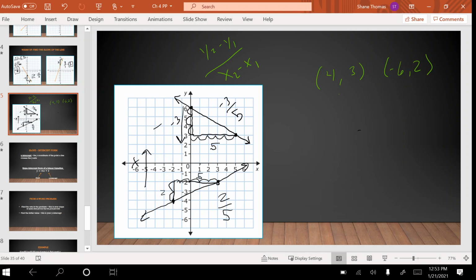Okay? What's the first thing you got to do whenever you want to find the slope between 2 points? Label it. Perfect. x1, y1, x2, y2. Okay, so then what's my y2? 2 minus y1, which is 3, over x2, which is -6, minus x1, which is 4. Good. 2 minus 3 is what? -1. And -6 minus 4 is -10. So that's just going to be a positive 1/10. You guys all right with that?